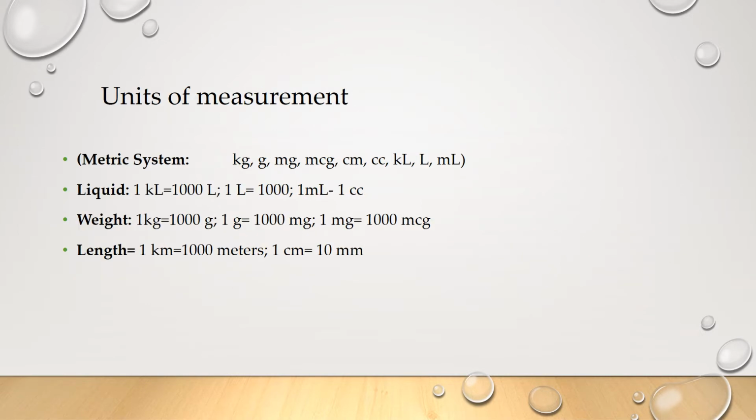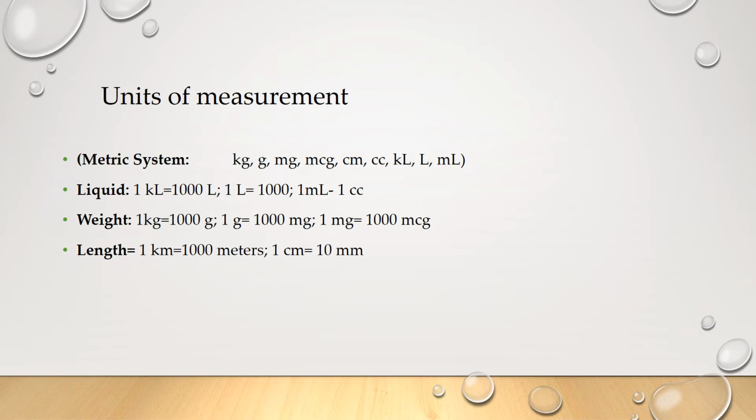So units of measurements, we do use the metric system in medicine. kg is kilograms, g is gram, mg is milligram, mcg is microgram, cm is centimeters, cc is cubic centimeters, kl is kiloliters, L is a liter, and ml is milliliters.